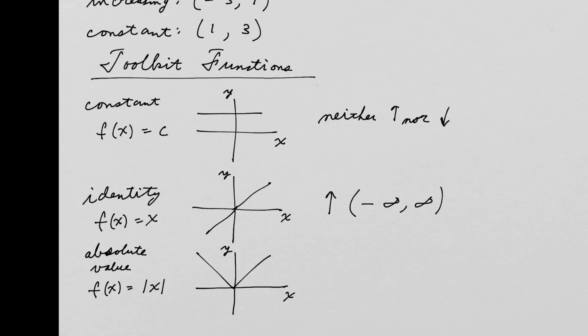So in this case, it's decreasing from negative infinity to 0, and it's increasing from 0 to infinity.